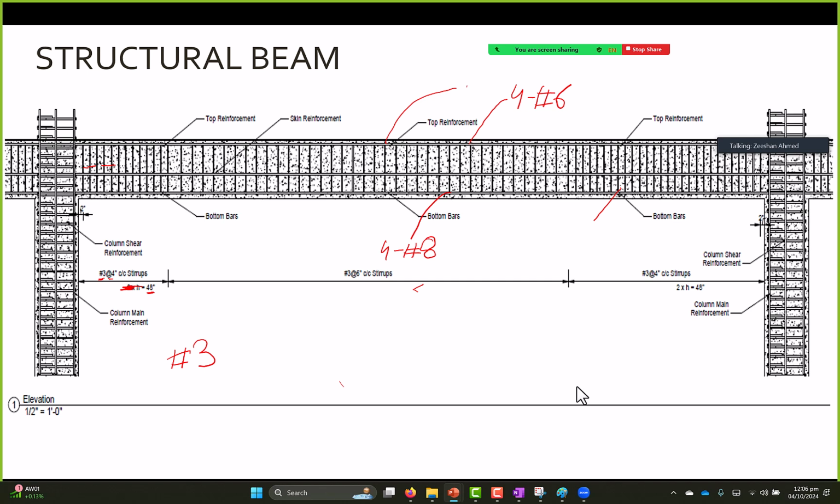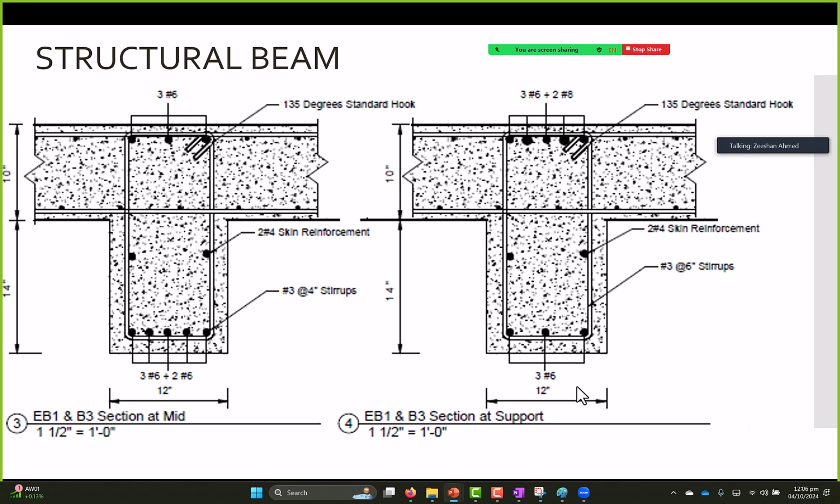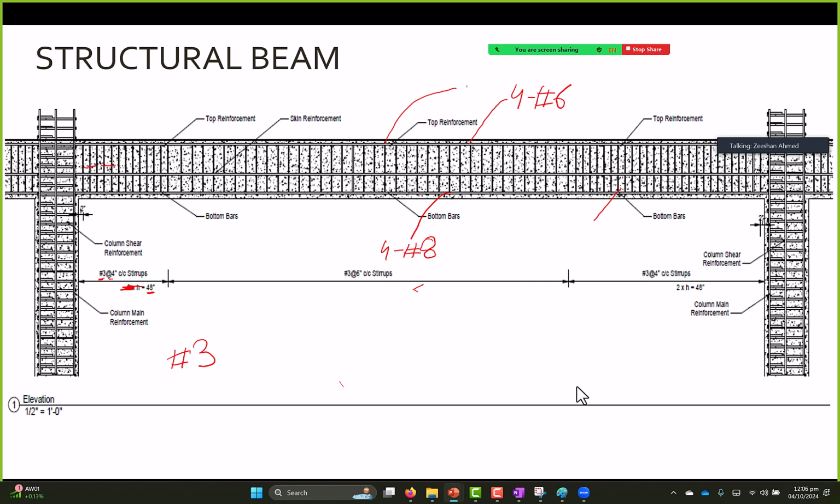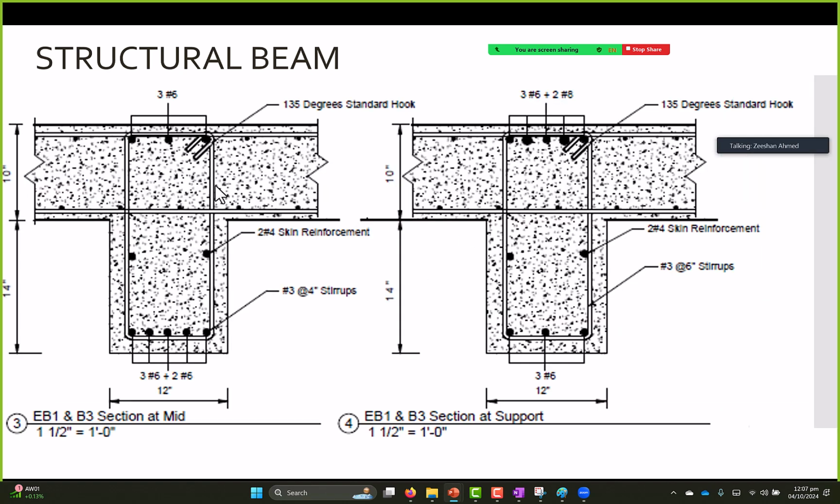Not in the next class. I think the next class is hardly 30 minutes, so maybe we'll just skip it and get to the next week. Now, if we cut a section of this, you guys have studied sections in drawing, sir? Yes, sir. I cut a section, so in this section what do I have? Ignore this, this is the slab, we will study it later.